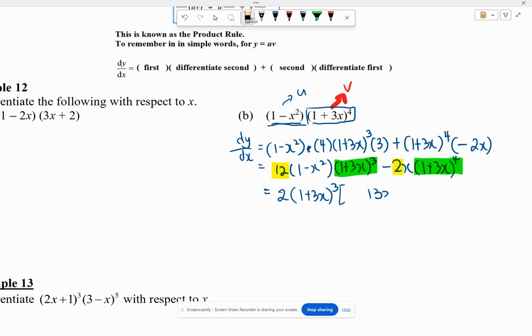Sorry, 1 minus x squared. And also 6, so 12 divided by 2 will give me 6. Likewise, for the next one, it will be minus, we got the x, and then just now we took out the 1 plus 3x cubed, multiply by another 1 plus 3x over here.